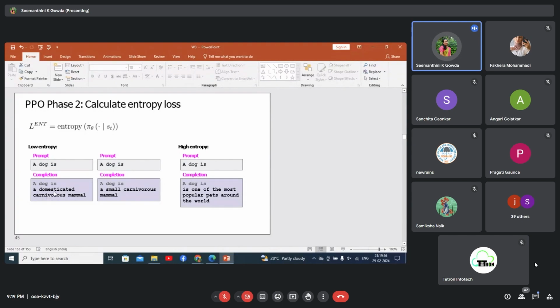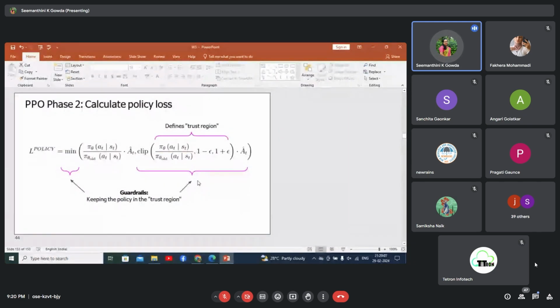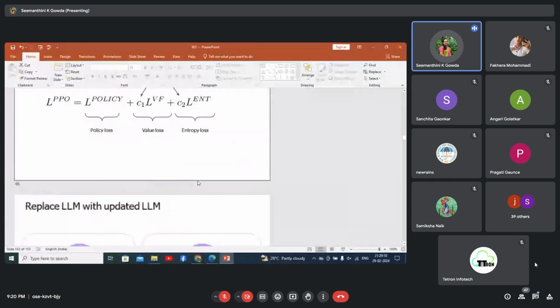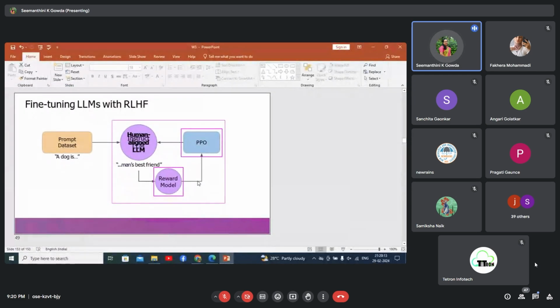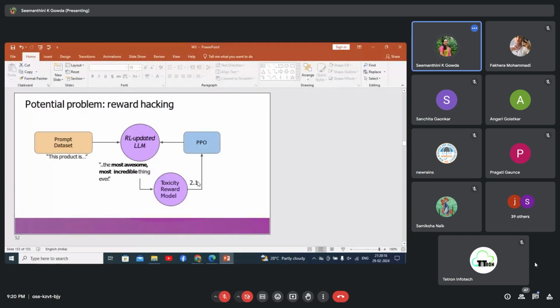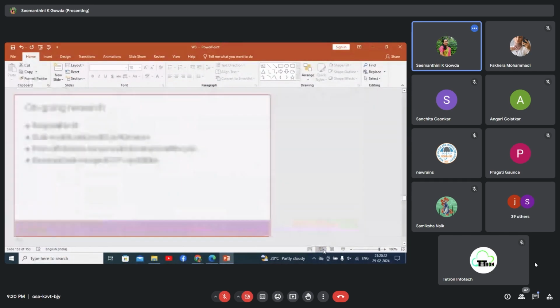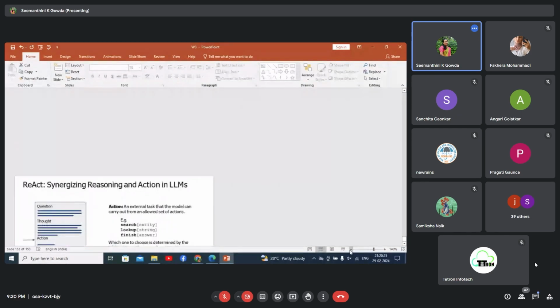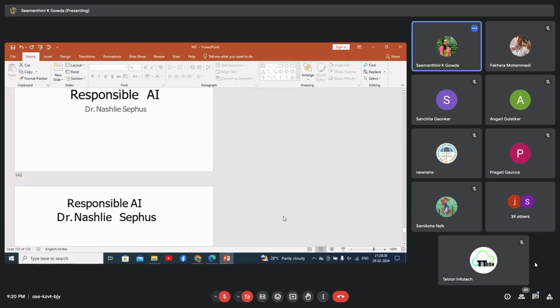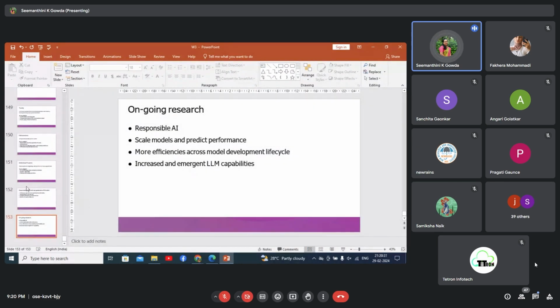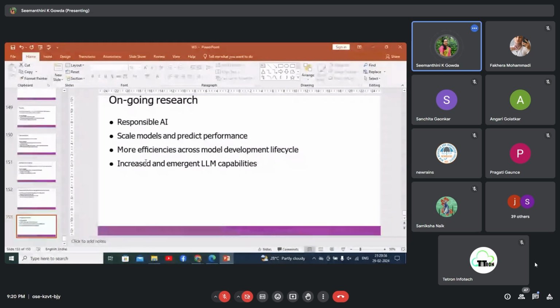Dog is a domesticated carnivorous animal. Dog is a small carnivorous. It's one of the most popular pets around the world, which has got the highest entropy. The entropy is computed using the policy loss, value loss, as well as the entropy loss. Based on these three features, the proximal policy optimizer will reward the points. Based on the rewarding, it is going to consider who has got the highest points.